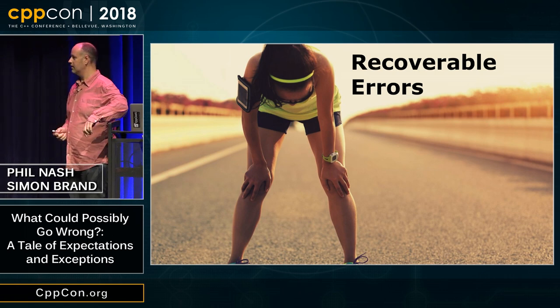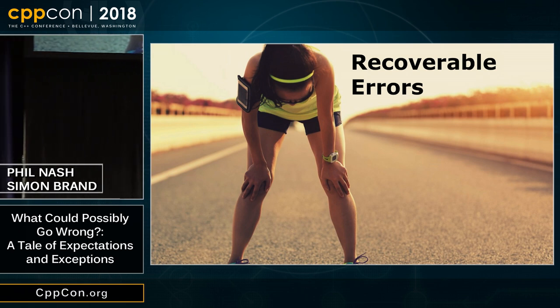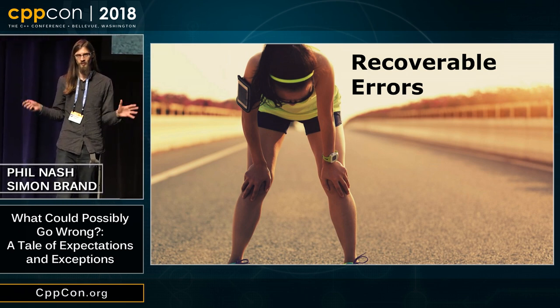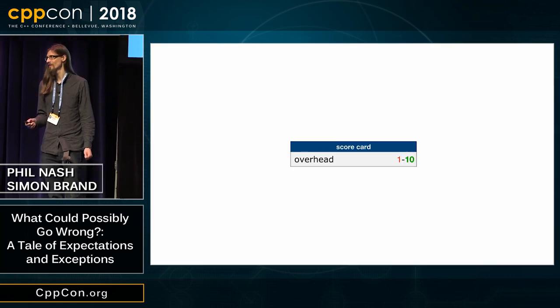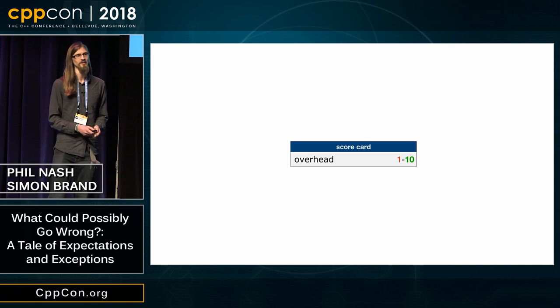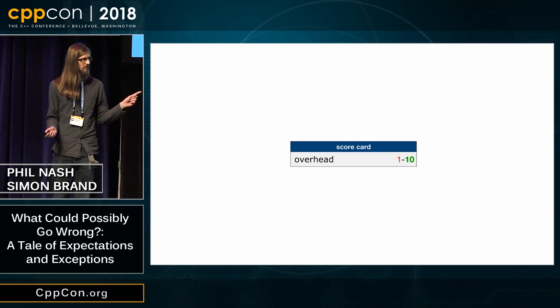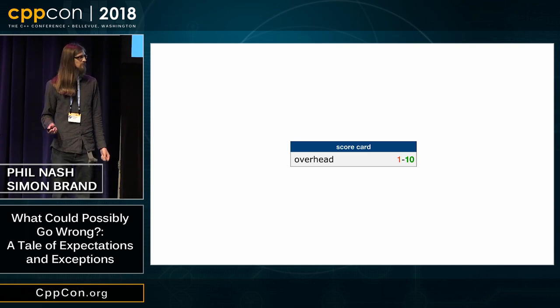I've come up with a bunch of criteria to score different error handling methodologies. The first thing, which as C++ developers we hopefully all care about, is overhead, performance. We don't want our error handling to cost us more than it needs to. Does that sound okay? We're definitely interested in the performance, but are we talking about the overhead on the happy path or the error path?